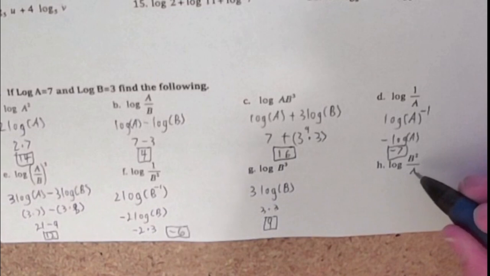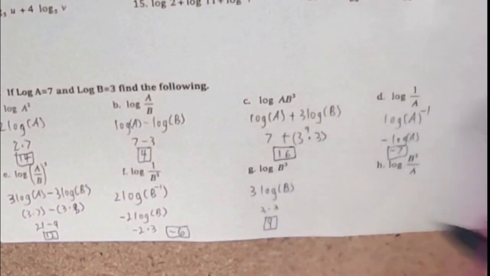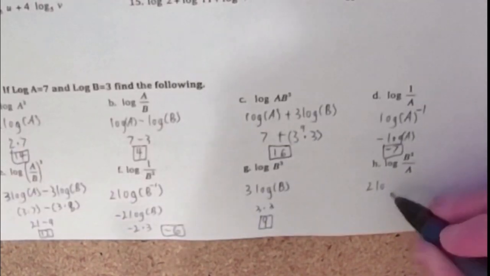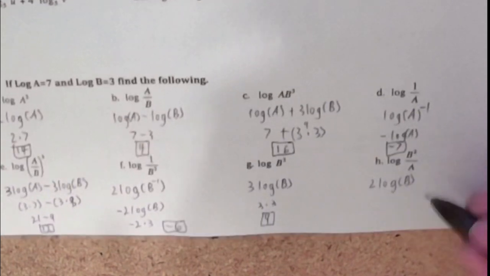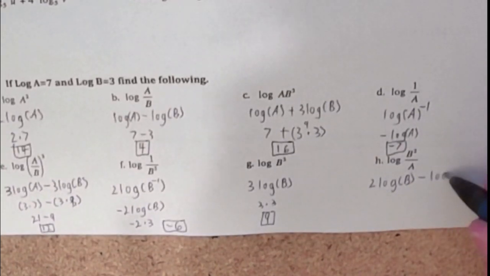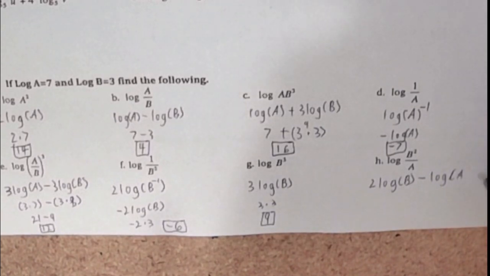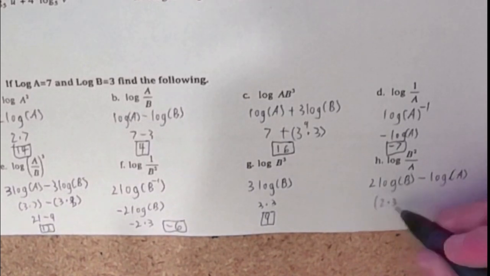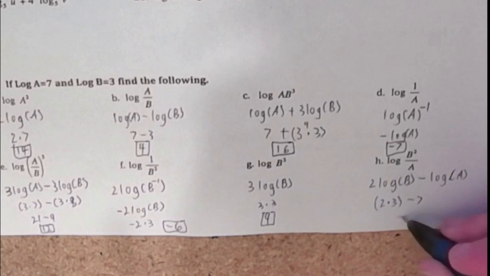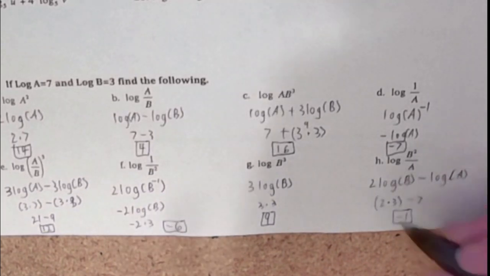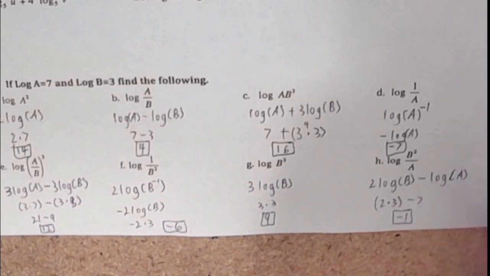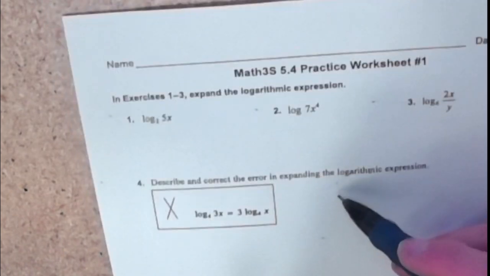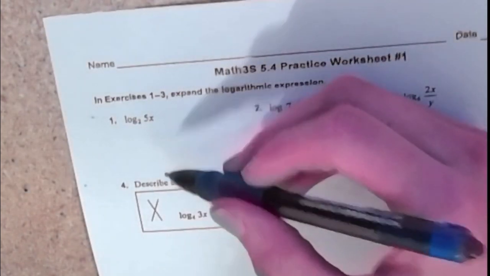So this one's a little bit different because it's got a on the bottom, which doesn't really change much, but it's going to be 2 log, because we have that power right here, b minus log a, because it's in the denominator. We're going to get 2 times 3 minus 7, or negative 1. 6 minus 7 is negative 1, by the way.